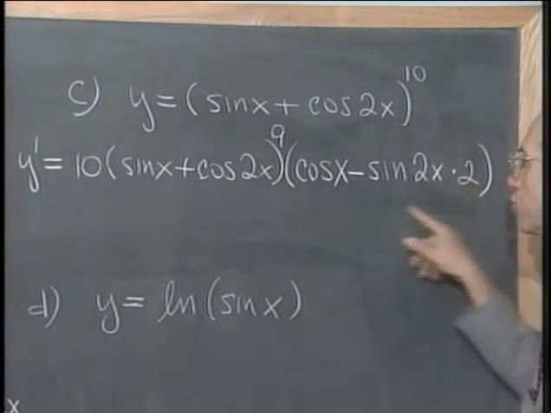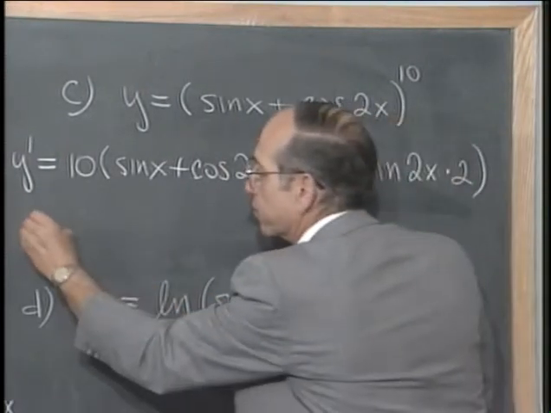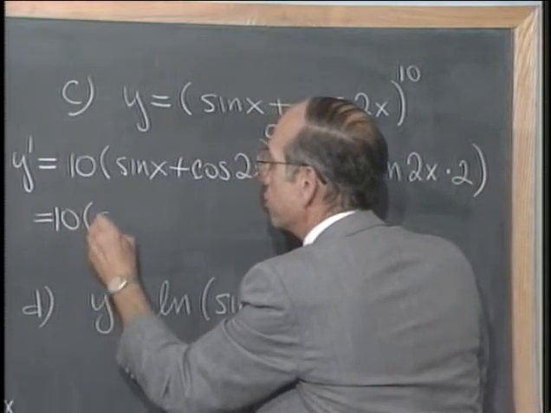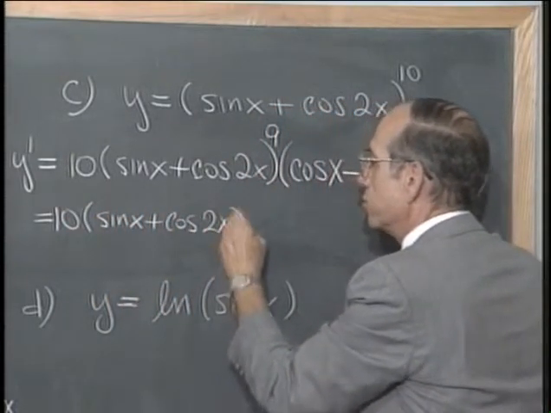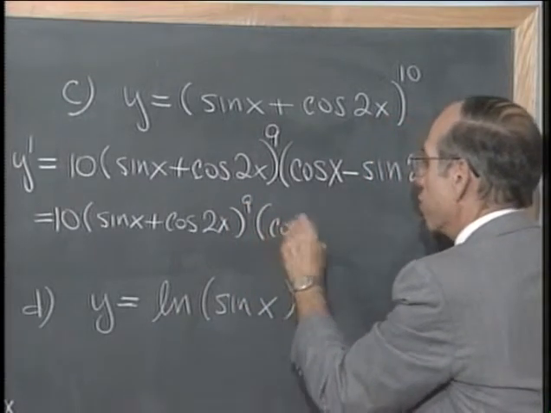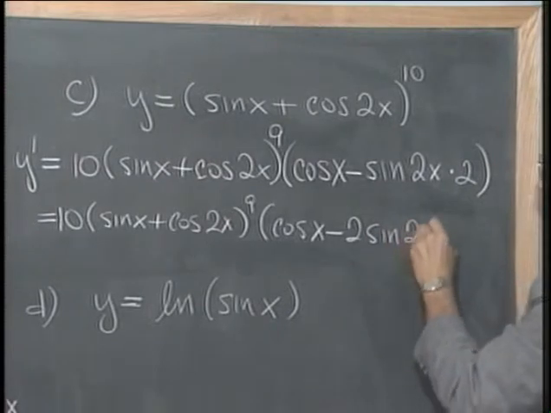Now, of course, I really should write that 2 in front of the sine 2x, and perhaps I shall just to make it look a little neater. This is 10 times sine of x plus cosine of 2x to the 9th times cosine of x minus 2 sine of 2x.